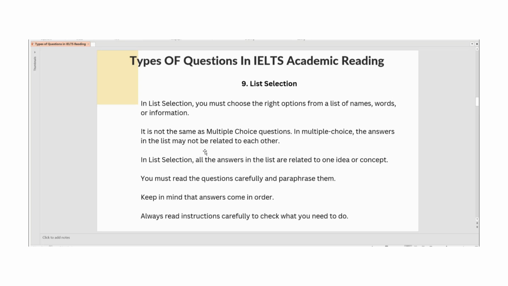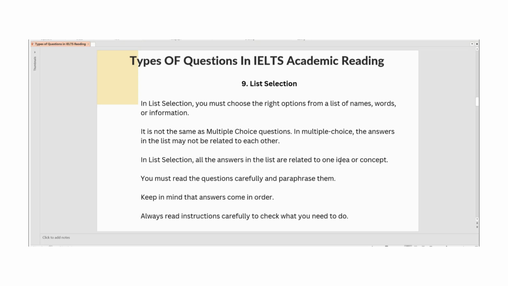to question type number 9, which is list selection. In list selection, you must choose the right option from a list of names, words, or information. It is not the same as multiple choice questions. In multiple choice, the answers in the list may not be related to each other. In list selection, all the answers in the list are related to one idea or concept. In a multiple choice question, you are given a question and a list from which you have to find the answer.